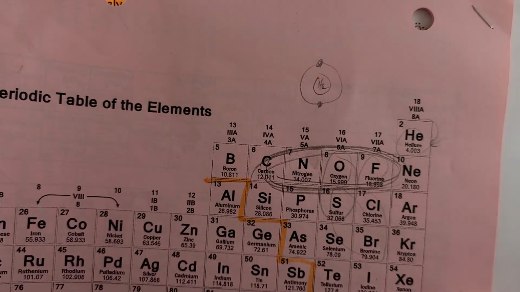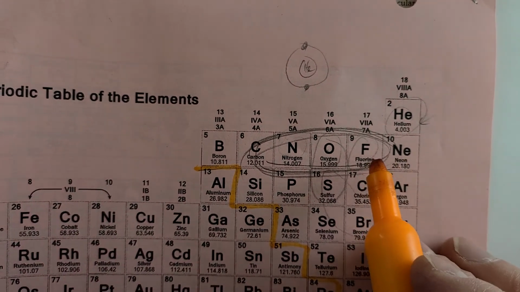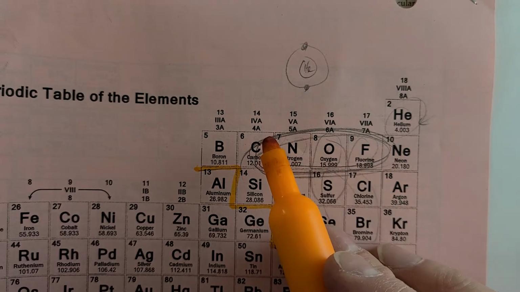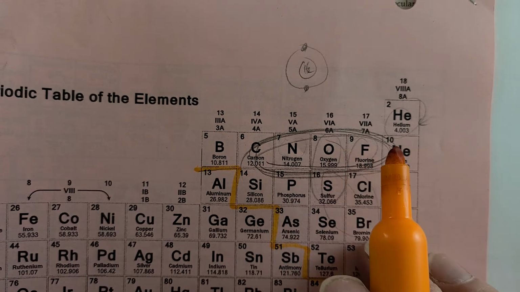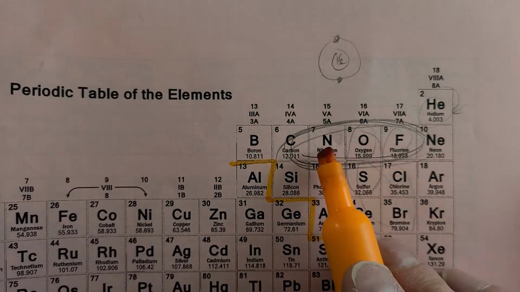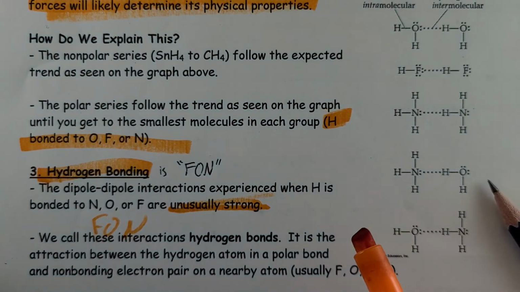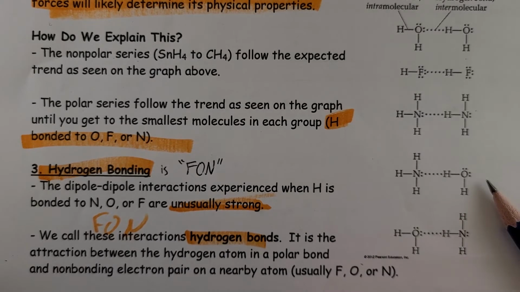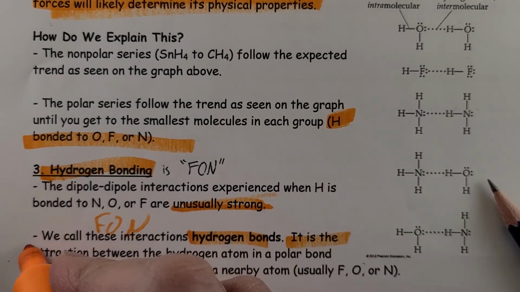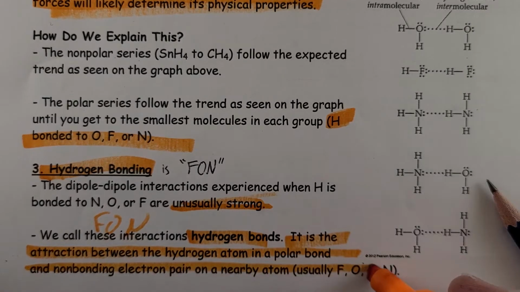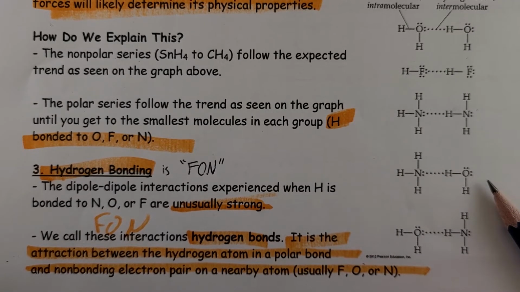The reason why is because, if you recall, F is extremely electronegative. So when it's bonded with H, it's going to basically pull that H to its end more often, making a really negative side. And that's true with N and O. They're relatively high on the electronegativity scale too. We call these hydrogen bonds. Now let's highlight this. It's the attraction between a hydrogen atom in a polar bond and a non-bonding electron pair in a nearby atom.